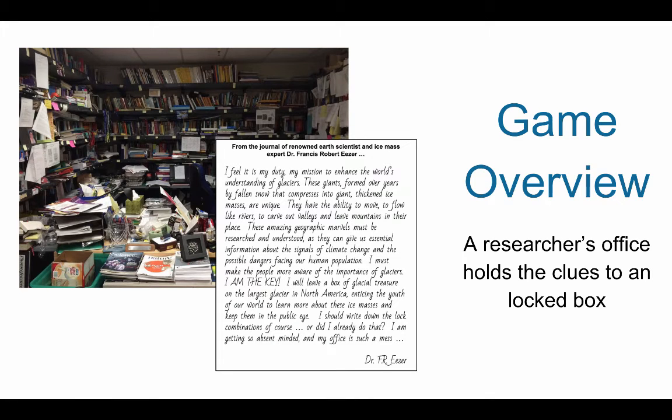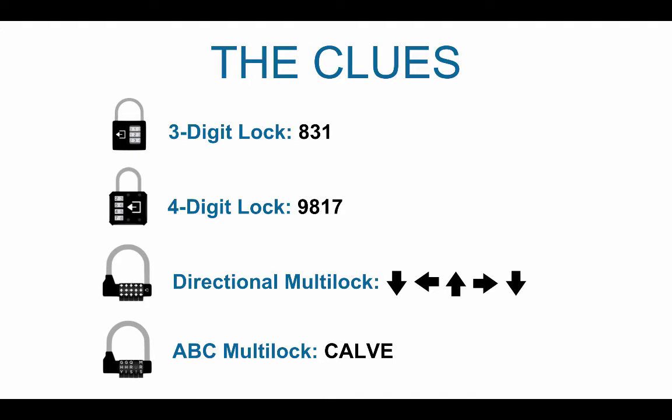Again, the game overview. The setting is a researcher's office which holds the clues to a locked box. Students will open with a letter from Dr. F.R. Easer, Dr. Freezer. If you look at the letter, there are 3 available, one for a frozen key in a freezer, one for a frozen key in a cooler, and one without a frozen key, just the key hidden somewhere in the room. Choose the one that applies to your setting. The clues for the 4 locks, which will be placed on the hasp, are as follows.